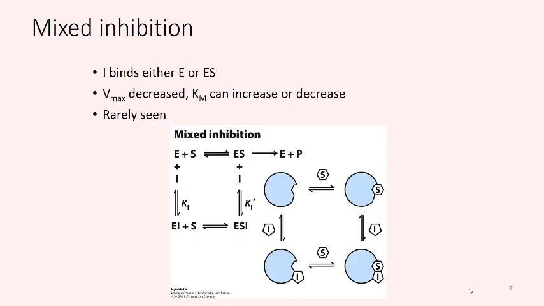The last type of inhibition is mixed inhibition, which in some textbooks is called non-competitive. But we're going to use mixed because it's less confusing. In this case, the inhibitor can bind either to the enzyme alone or to the enzyme substrate complex. Inhibition distorts the active site, which leads to a decreased Vmax, but the Km can either increase or decrease.